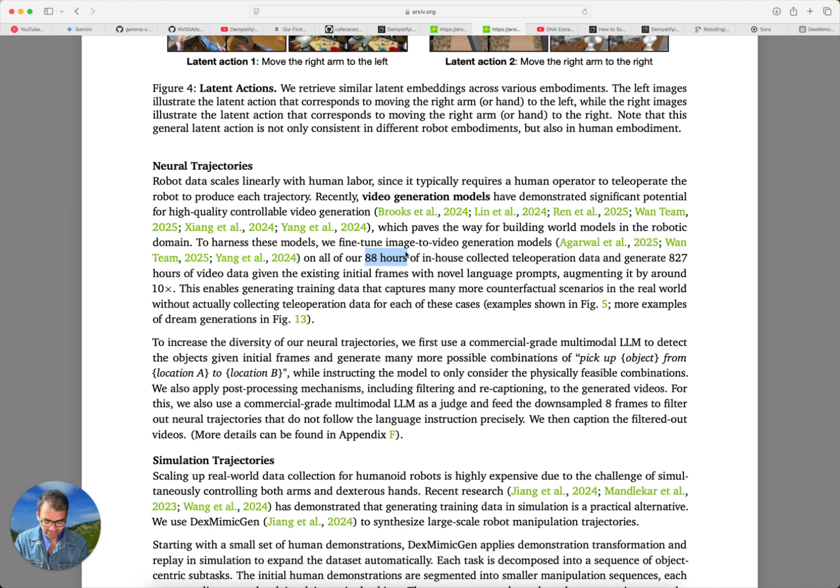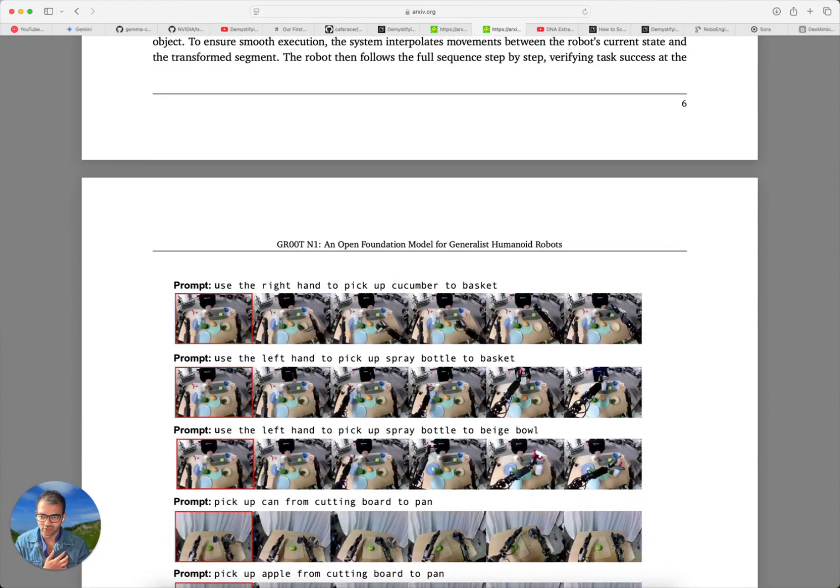Now, using the data set, they fine tune an image to video model and then generate around 5 to 10 second videos given the initial frame. So something like this here. This is the initial frame, and then you prompt it to generate, say, "Use the right hand to pick up the cucumber in the basket." And these are the generated frames in the videos.